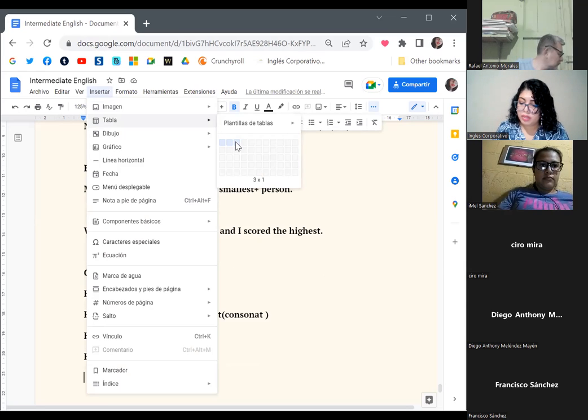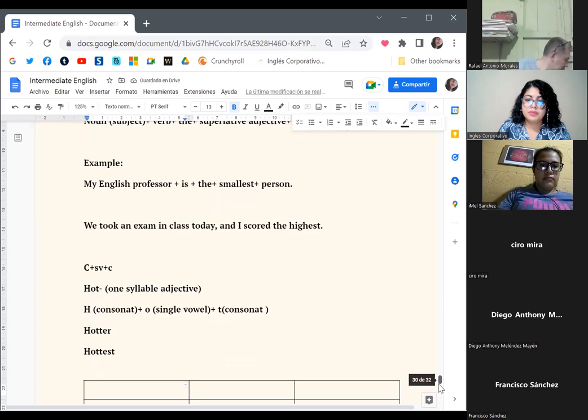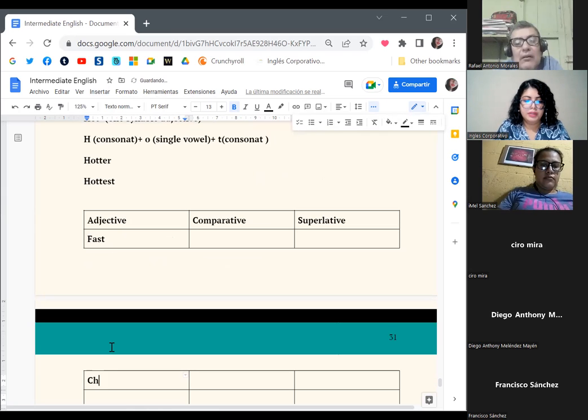So we have 1, 2, 3, 4, 5, 6. So we have here the adjective. Then we have comparative and superlative. So we have the first one, fast. Then we have cheap.